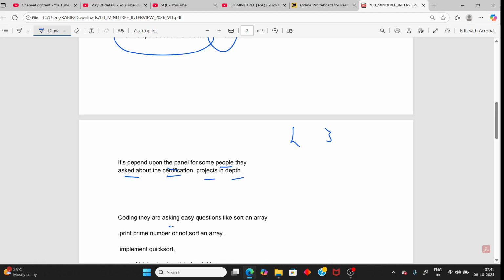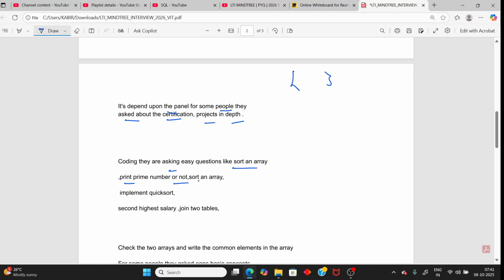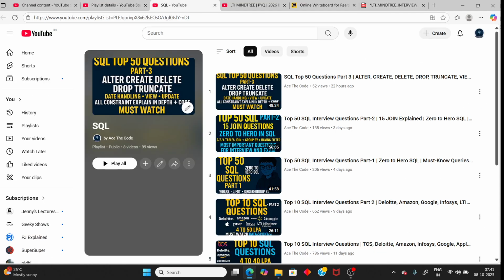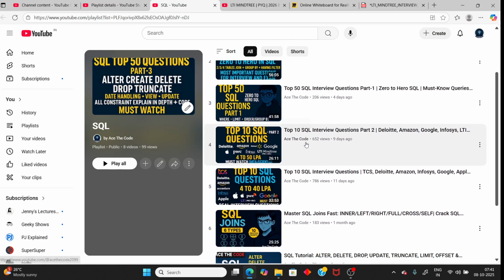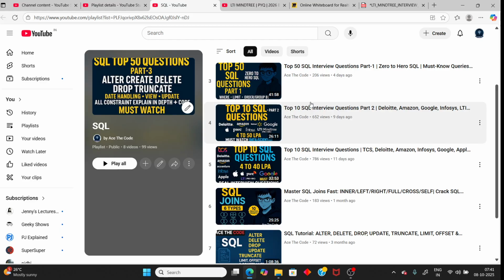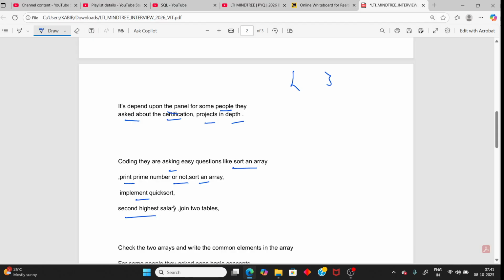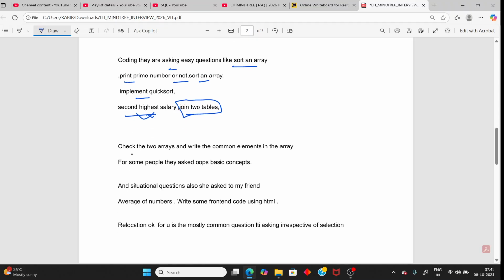Project in depth. And coding: they asked things like sort an array, prime number, print prime numbers, sort an array, implement quick sort, second highest salary. I have solved this one in SQL interview part one. I have solved second highest, first highest, nth highest salary. And join two tables, that is too easy. And this one also easy. And check two arrays, easy question. And some people were asked basic OOPS concepts. And situational questions, like average of numbers, write some front-end code. If you have front-end skills, they can ask you to write HTML. HTML is not hard, too easy.